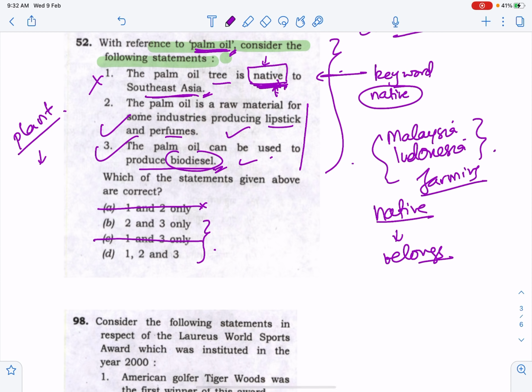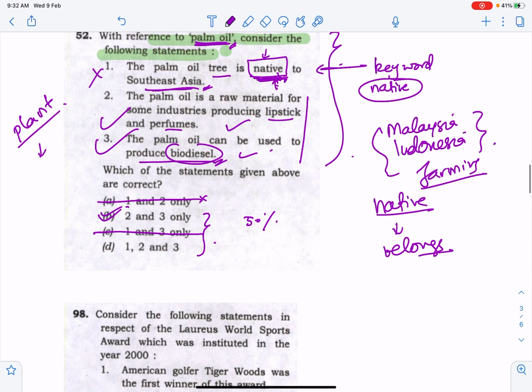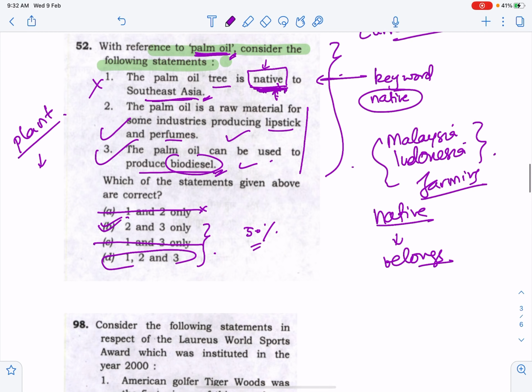So now I have 50% chance. So I will go for this. But because I am not sure, and I think here UPSC is tricking me. Alright. But if you are not sure, you can leave this. But I say if you have a 50% chance.